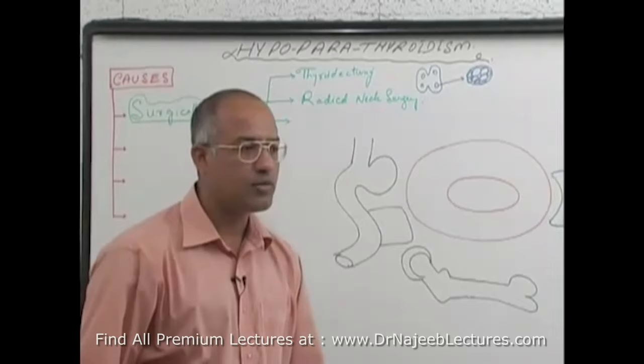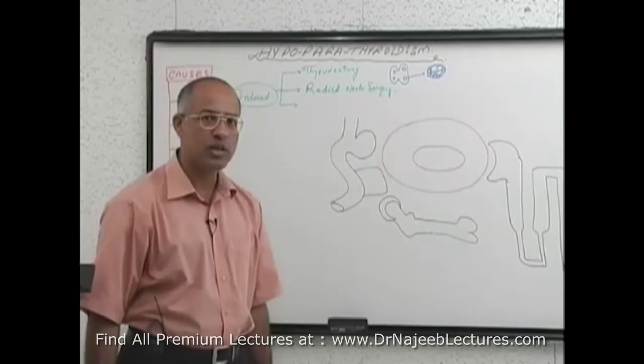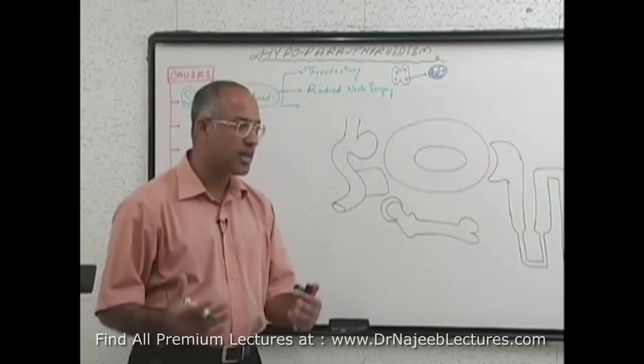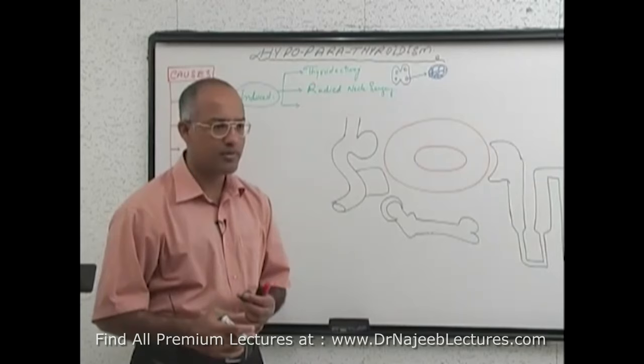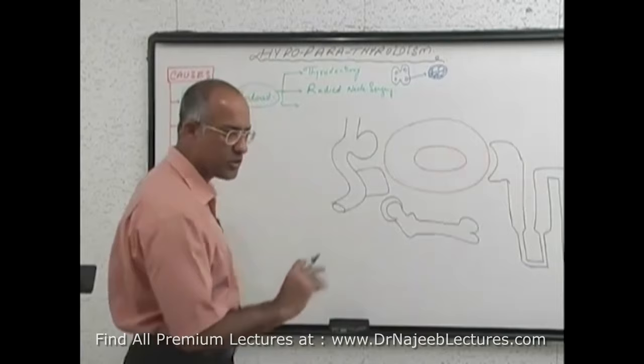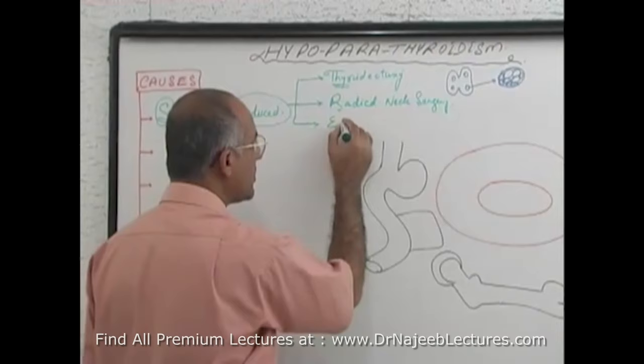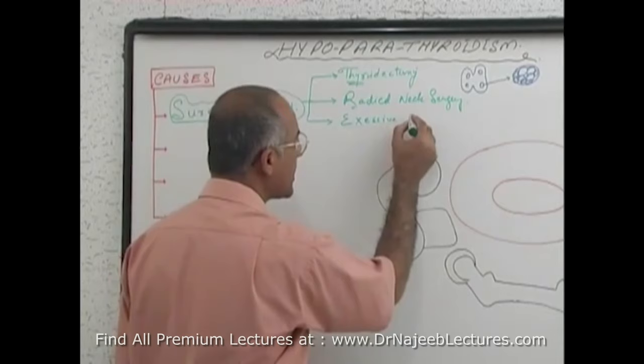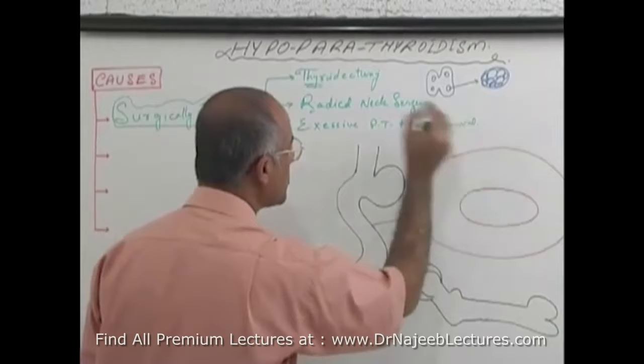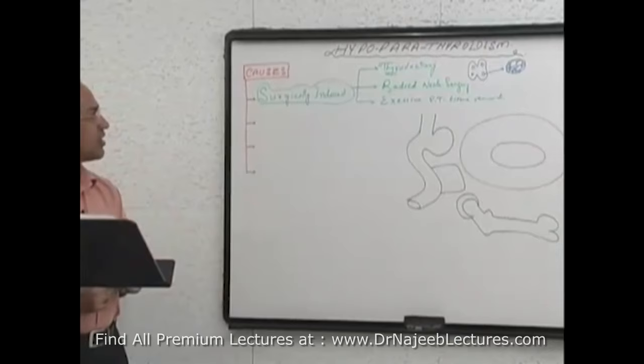Number three, sometimes the patient comes with primary hyperparathyroidism. He has adenoma or hyperplasia. We are supposed to remove parathyroid tissue. But if you have removed an excessive amount of parathyroid tissue, the patient may end up with hypoparathyroidism. So there are three types of surgery. Most commonly, thyroidectomy. Secondly, radical neck surgery. And thirdly, in a patient with primary hyperparathyroidism, you have done excessive parathyroid tissue removal. That may also lead to hypoparathyroidism. So these are surgically related causes of hypoparathyroidism.